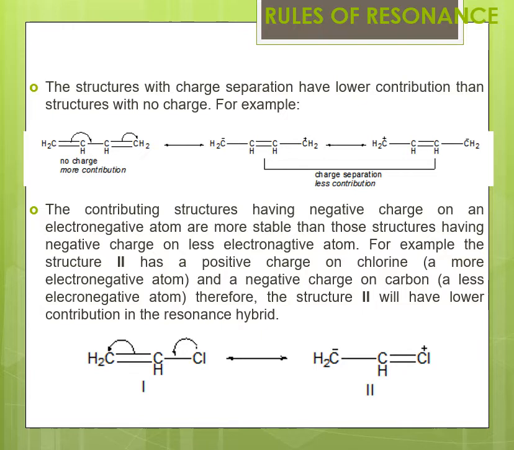For example, consider these structures. In this case, we have a negative charge on carbon and a positive charge on chlorine. Chlorine is more electronegative, so having a positive charge on an electronegative atom makes the system unstable. Structure number 2 will have lower contribution. That means this contributing structure will have low stability and lower contribution, while structure number 1 has no charge. Secondly, structure number 2, with a positive charge on an electronegative atom, is destabilized. Right? So structure number 1 will have more contribution than structure 2.